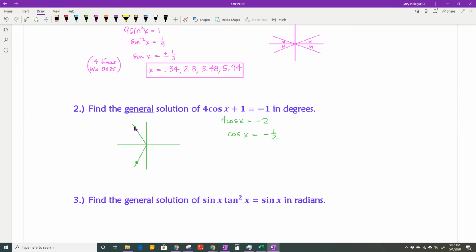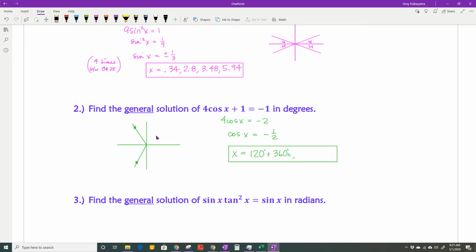So I'm going to say x equals 120 degrees. Now, if I need the general solution of that, y'all, then every time I go around the circle to get back to that point, that's 360 degrees. And an easy way to do that is just to remember what the period is of your cosine function.